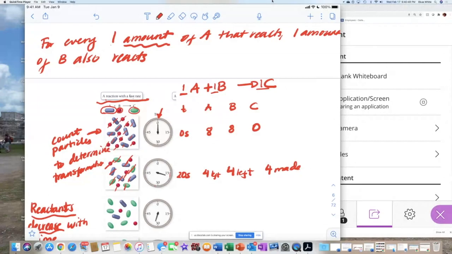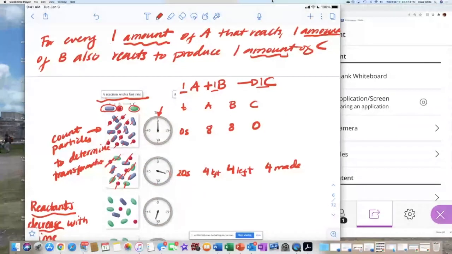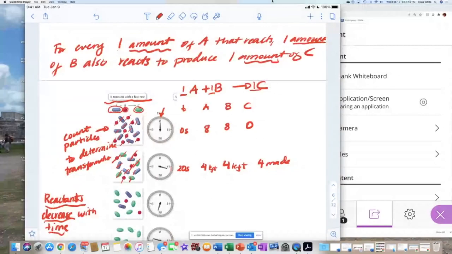So you want to make sure you go through the stoichiometry because that matters, right? The stoichiometry here is communicating that for every one amount of A that reacts, one amount of B also reacts to produce one amount of C. I left the unit part general because they didn't specify it, and I'm not about to specify it myself. The amount can be molar amount, it can be moles, it can be grams, it can be whatever.